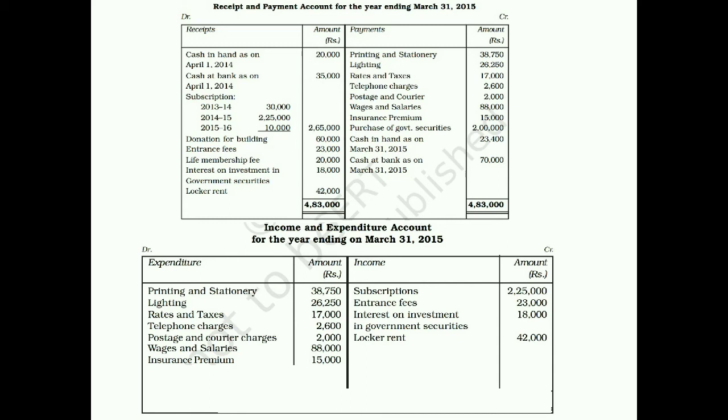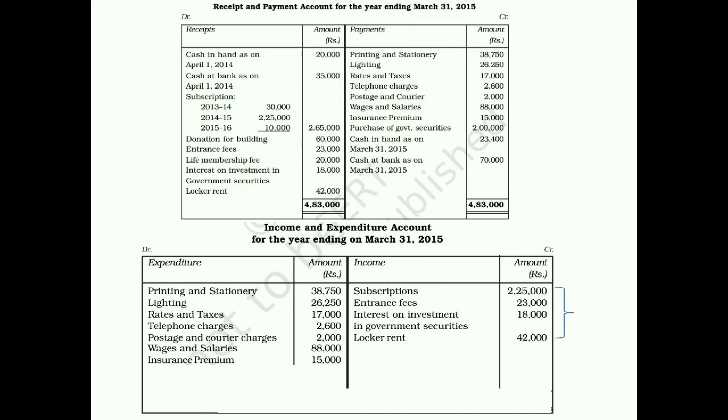So what we have to do now is total the amounts and see on which side the greater amount is. Just take an example: 38, 26, 17, 2 plus 2, 88 plus 15. Together that is 2,25,000. Definitely the buy side is stronger than the two side. The two side is less and the buy side is greater than the two side.